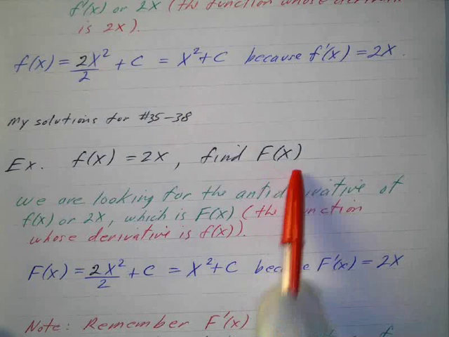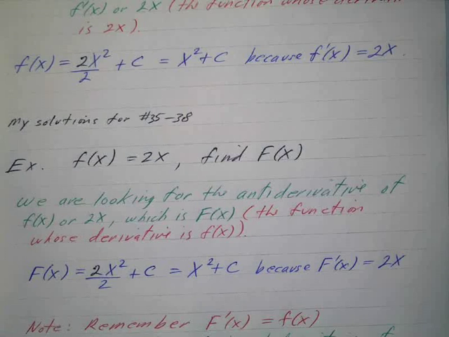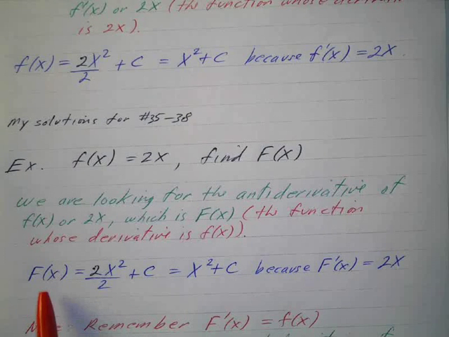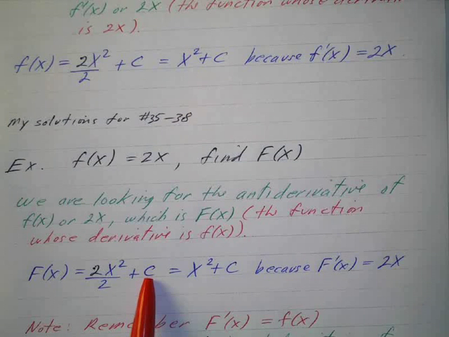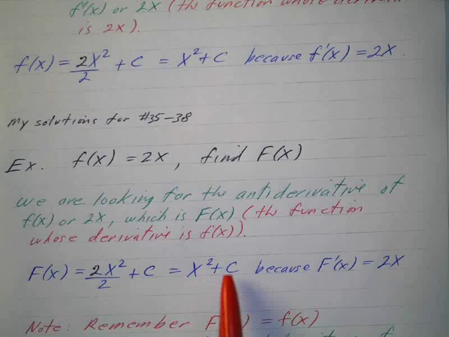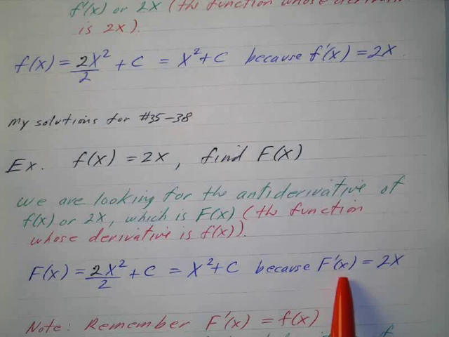Okay, capital F of x. So that's the function whose derivative is f of x. That's what capital F of x is. It's the antiderivative. So in the same respect, what I did was I would say capital F of x equals 2x squared over 2 plus c, which equals x squared plus c, as above. But this is because capital F prime of x equals 2x.